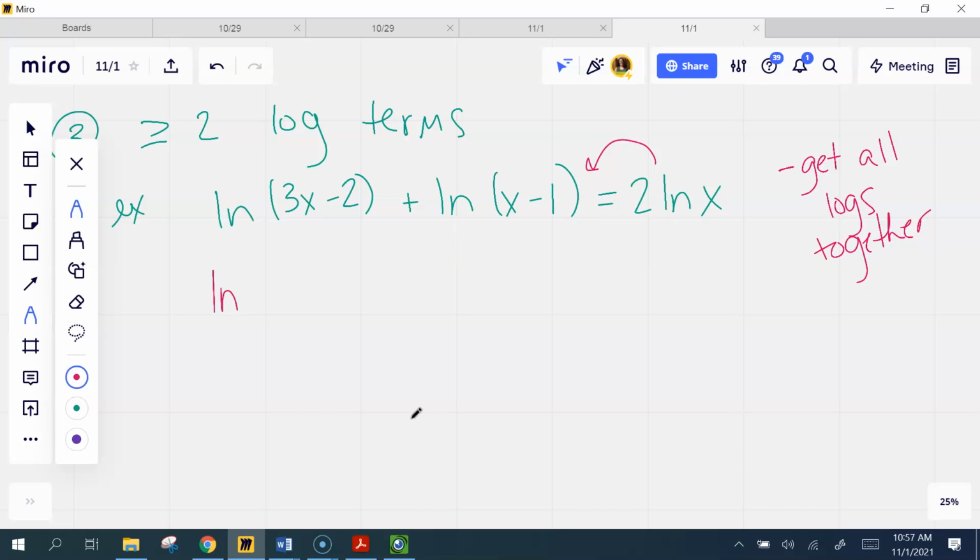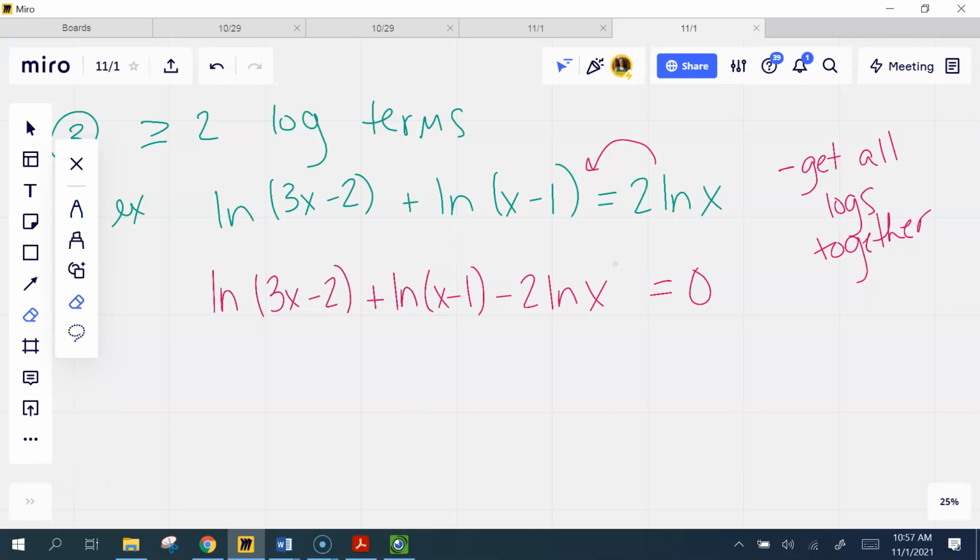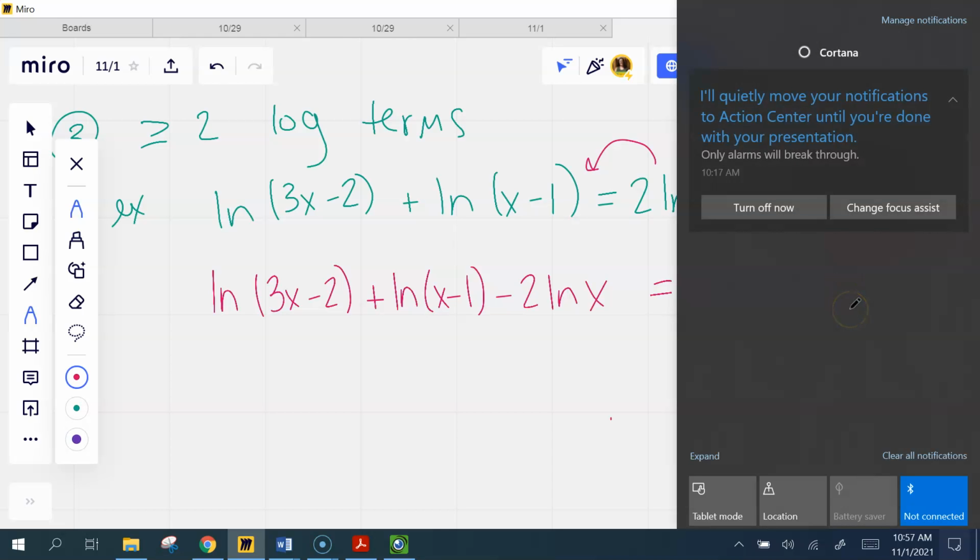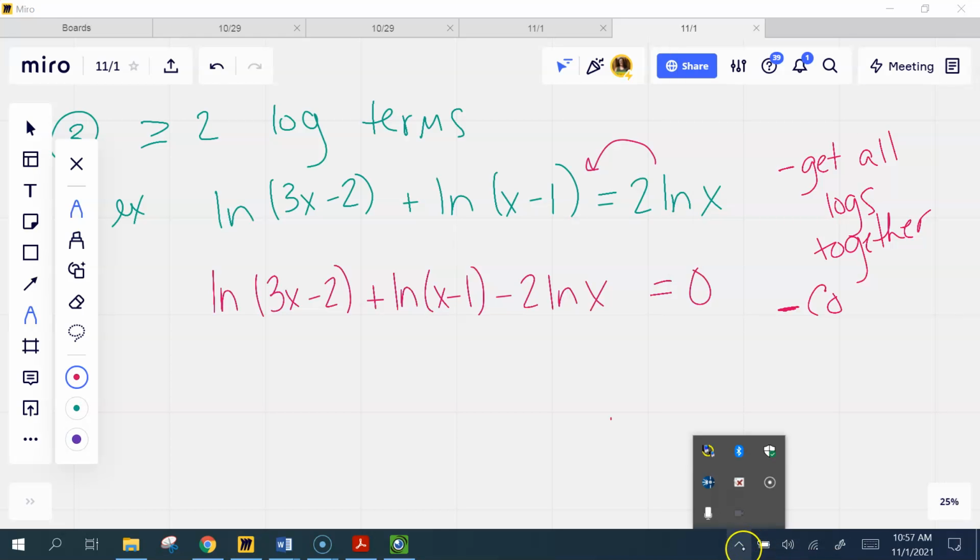So I have the log. I don't know why I put that. Any thoughts on what I do now? How can I, you're right, but how can I combine them? Whoa. Okay, that was a great guess, but that was always the answer in Algebra 2.